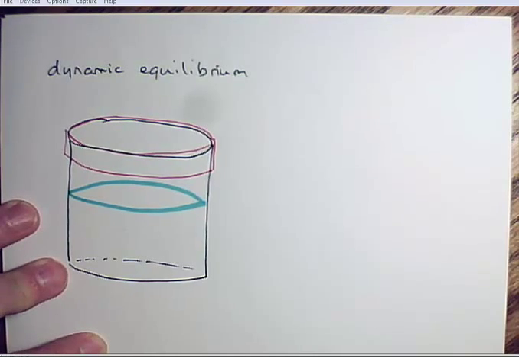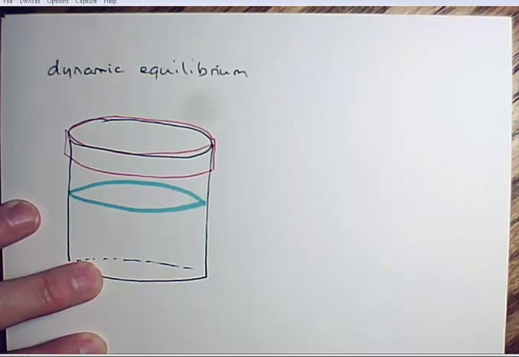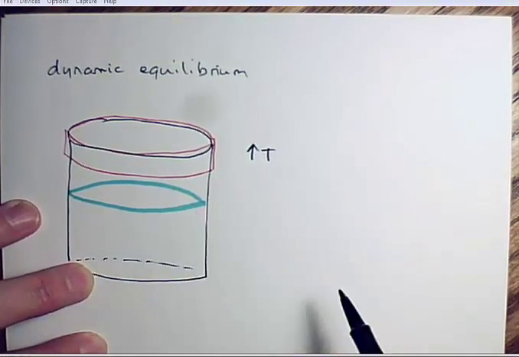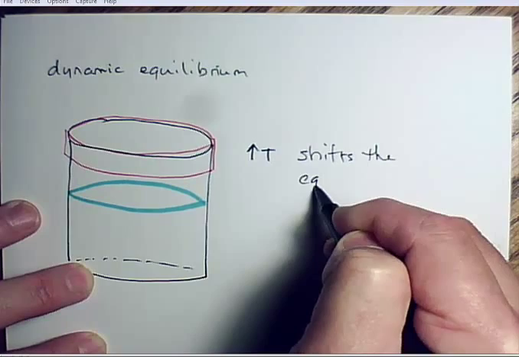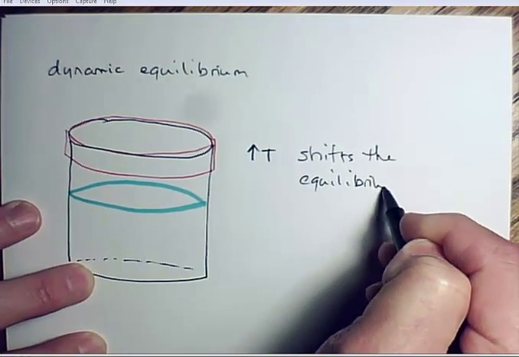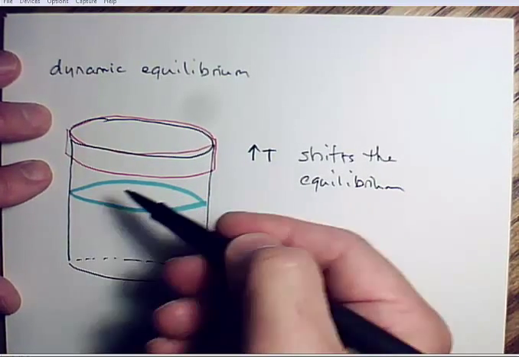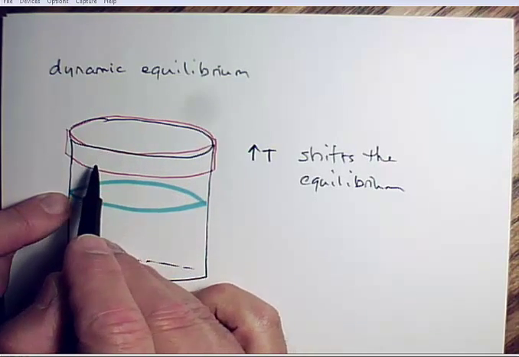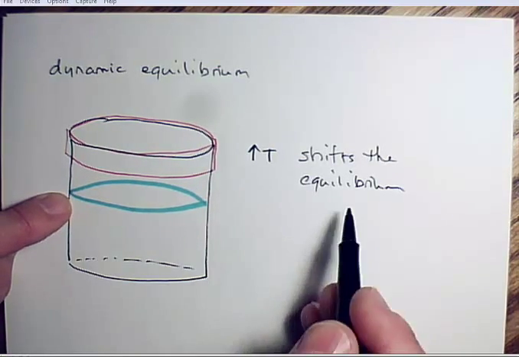Okay? It wants to evaporate more, doesn't it? So, by heating up this system, the temperature goes up, we shift the equilibrium. Now, what I mean by shift the equilibrium, it wants to vaporize more water molecules. The result is that there's a higher percentage of water molecules up here in the gaseous phase. Okay, the vapor phase.